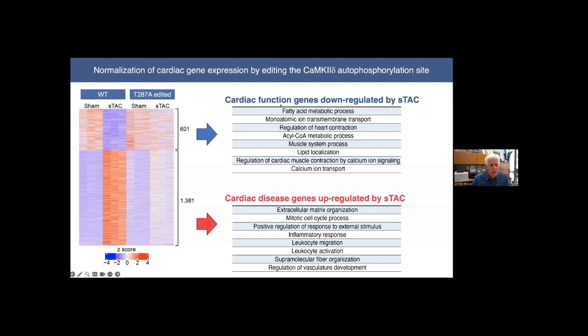So cardiac function genes, which are downregulated in response to cardiac stress, their expression is preserved upon editing. And here are the cardiac disease genes that are upregulated in response to stress, many of them encoding fibrotic components and inflammatory response genes, and those are brought back to baseline by editing at this site.